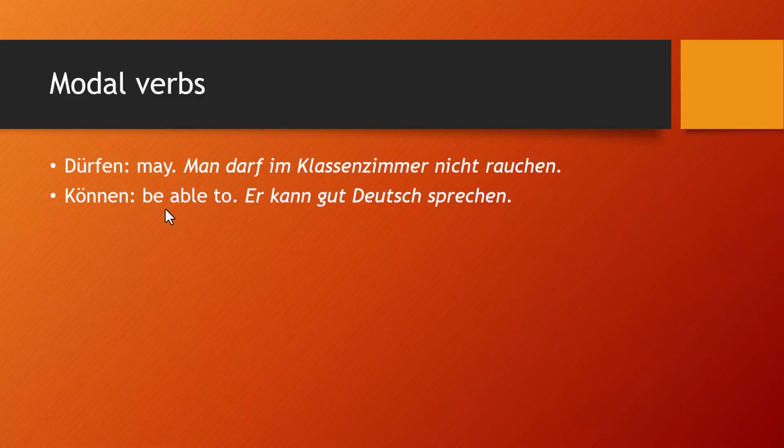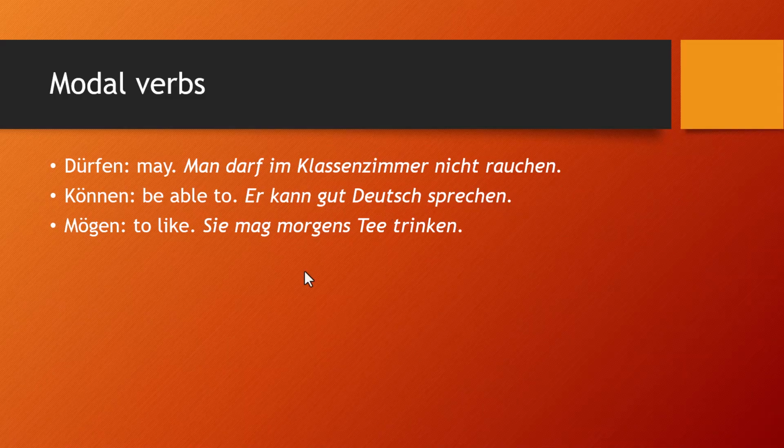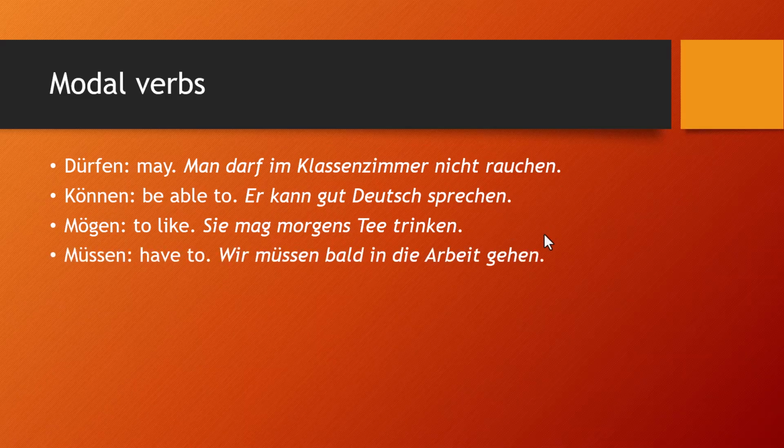Können, which means to be able to, or English "can." Kann gut Deutsch sprechen means he can speak German well. Mögen means to like, and in English, to like is not a part of the modal verbs, so you can add or subtract from that category if you want, depending on the language. So mögen means to like. This O with an umlaut, for können und mögen, is like the A sound but with rounded lips. Like A, your tongue's in the front, but in the middle of your mouth, and then you just round your lips from A. That's mögen, to like. So sie mag morgens Tee trinken means she likes to drink tea in the mornings.